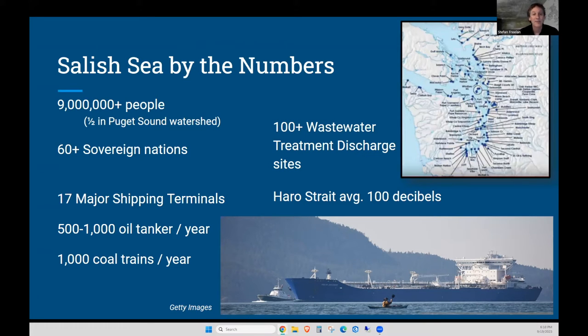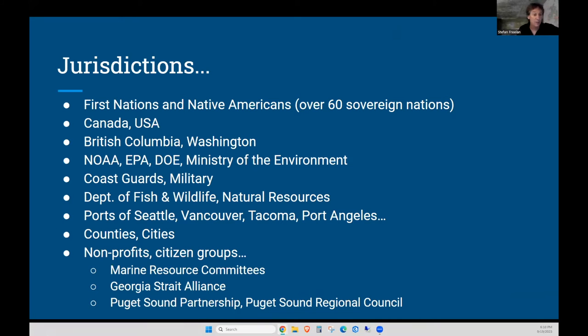Here's another little map that I find a little like, oh my gosh. Over 100 wastewater treatment discharge sites in the Salish Sea. So this is water that has been treated, we hope, well, but it's not the same as fresh water. It has an impact. Okay, so this is the concern that is rolling around in the back of many people's minds.